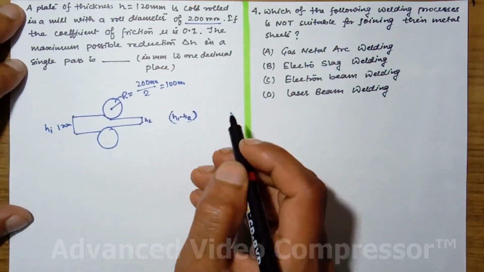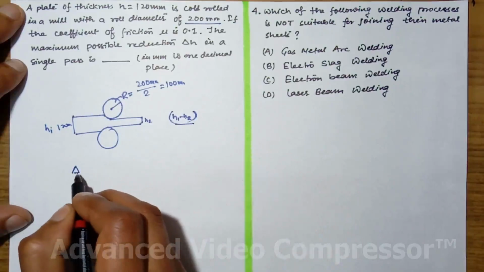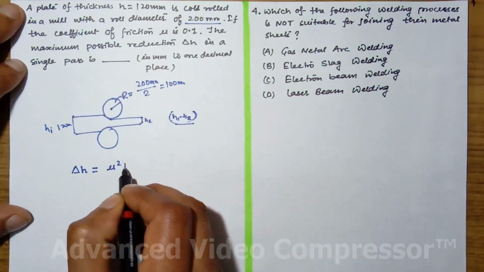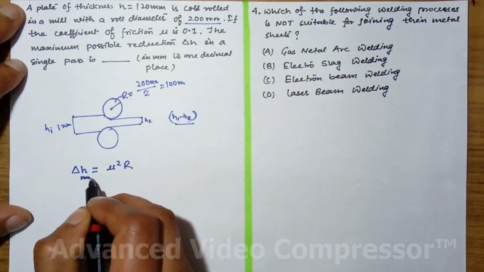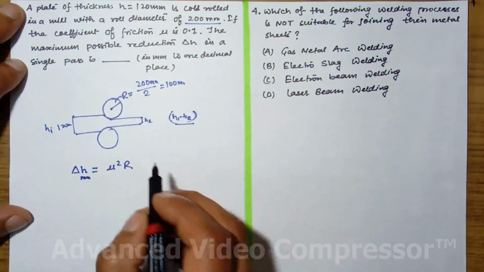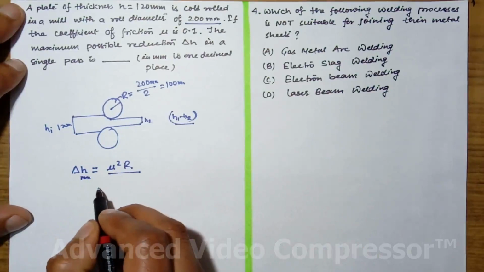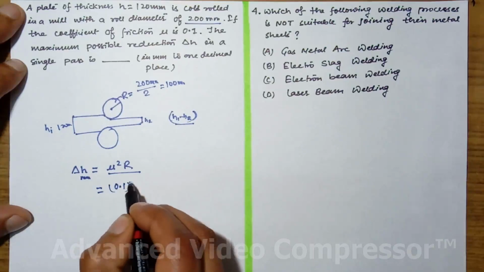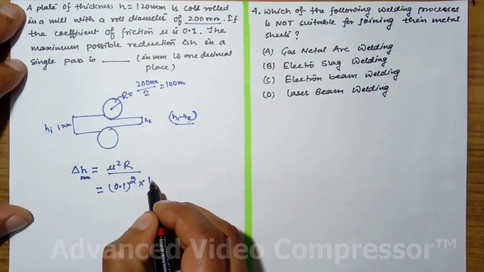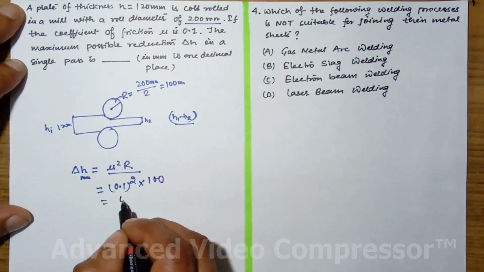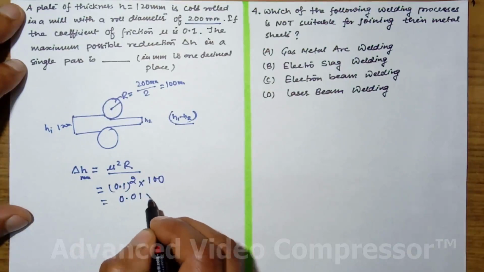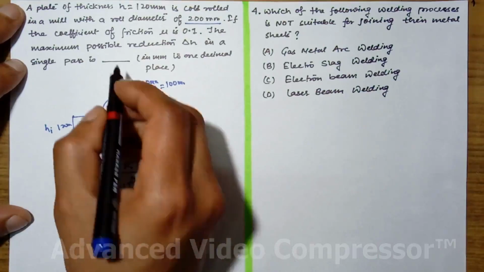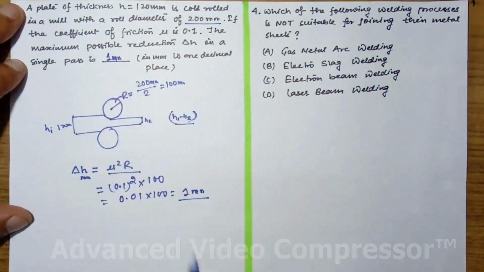There is a reduction, so if this is H1 and this is H2, then H1 minus H2 is basically the reduction, and we know that delta H, that is the reduction, is equal to mu squared R. Delta H max means maximum reduction in a single pass. So we need to use this formula. Mu is given here as 0.1. Mu squared into 100, that is 0.01 into 100, that is 1 mm. So 1 mm will be the answer.